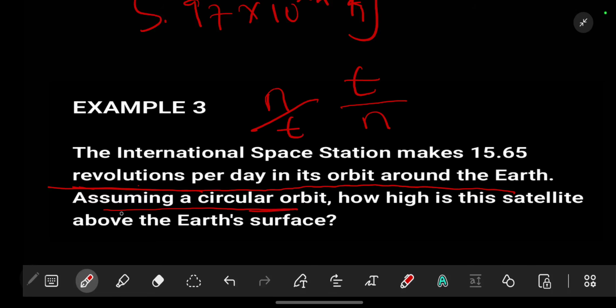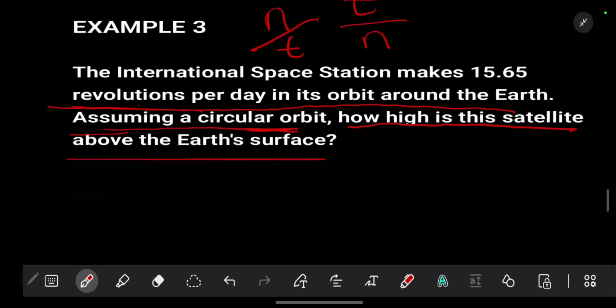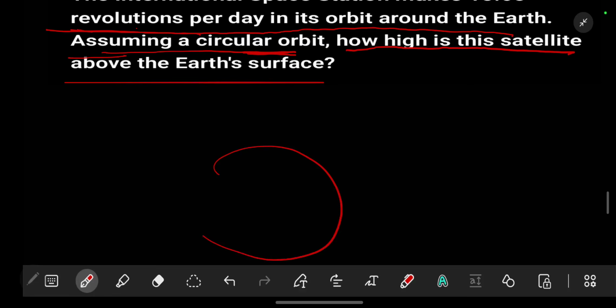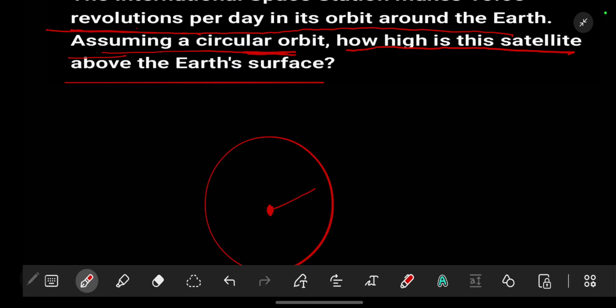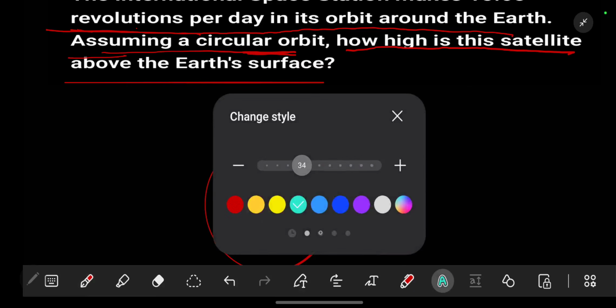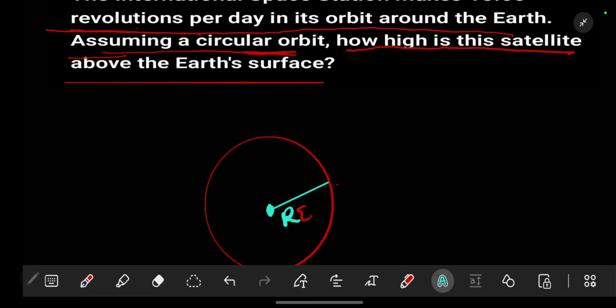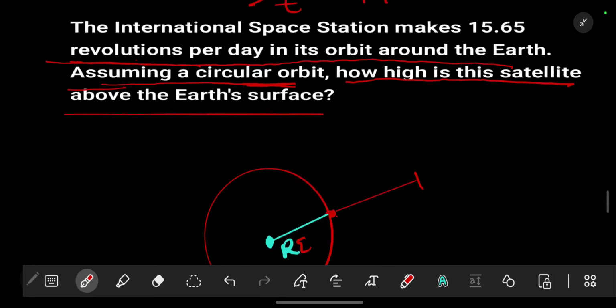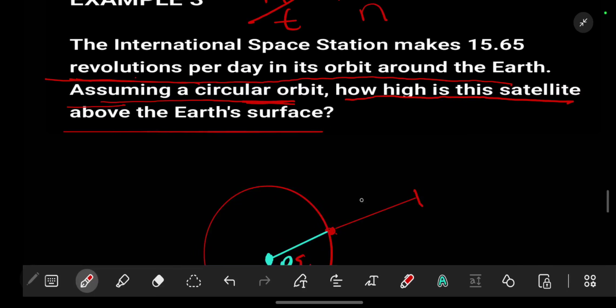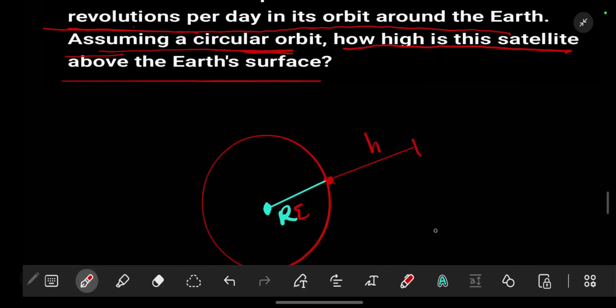Assuming a circular orbit, how high is this satellite above the Earth's surface? So when we are doing such calculations, one thing that you need to know is that we calculate the radius of the Earth like this. So this will be the radius of the Earth. Then from this point, we are going to also look at an extension to where the surface, to where the satellite is. So let's say the satellite is here. So this is the height. So they want this height.